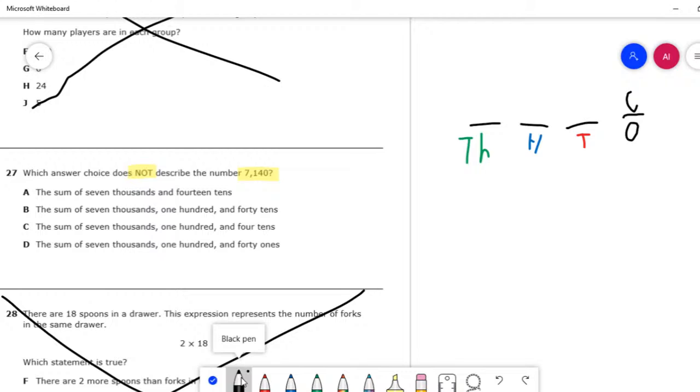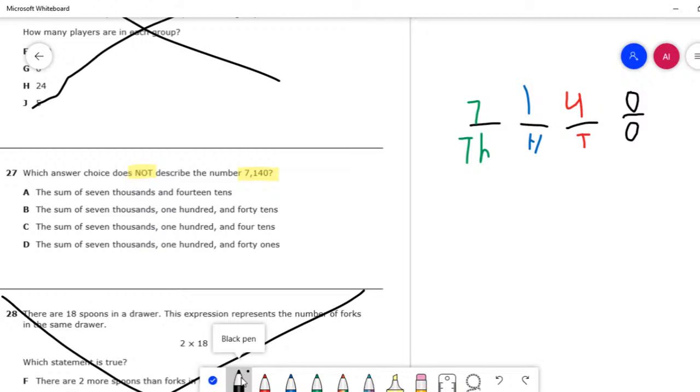Now we can write out the number itself into these spaces. We have 0 in the ones place, 4 in the tens place, a 1 in the hundreds place, and a 7 in the thousands place. So let's start reading through these answer choices. Since it's asking which answer choice doesn't describe it, we'll have to read through each one and figure out why it does not describe the number.